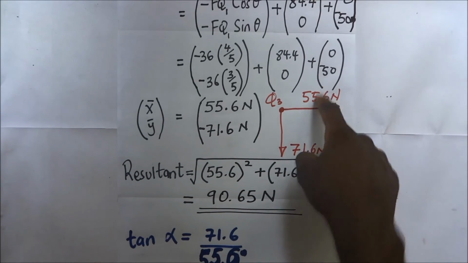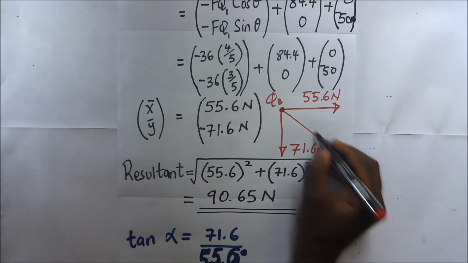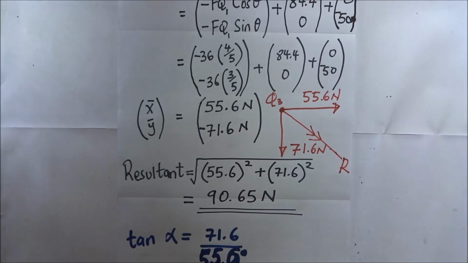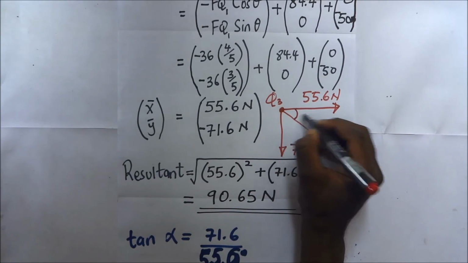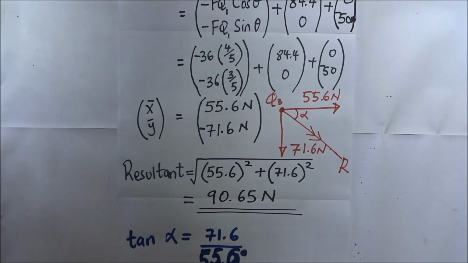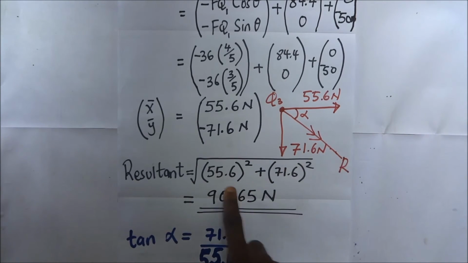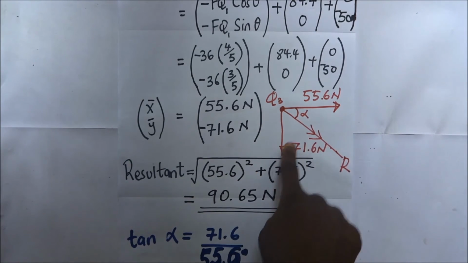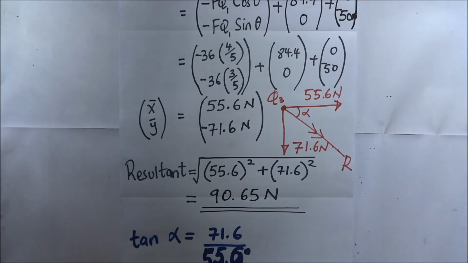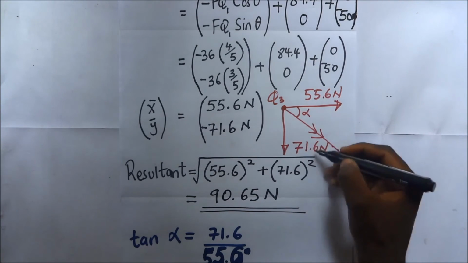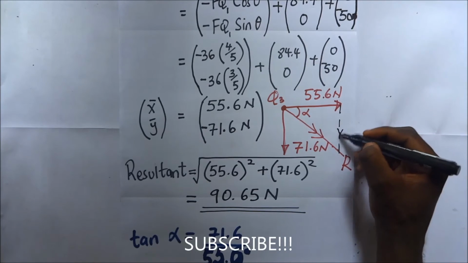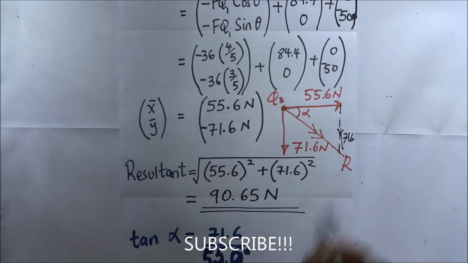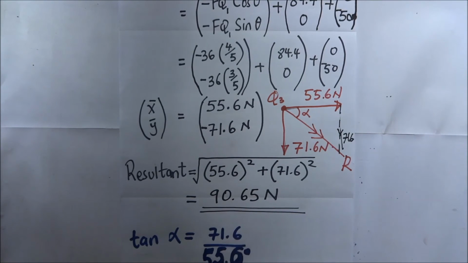So finding the resultant of this, the resultant lies along there. The resultant force, let's call the resultant force R. And it is inclined to the horizontal at a certain angle, we shall call alpha. So getting this resultant, we used Pythagoras theorem. 55.6 squared plus 71.6 squared. Because at the end of the day, this is 71.6, the same as this. So this squared plus that squared should give us that resultant squared. And that's how we get 90.65 newtons.